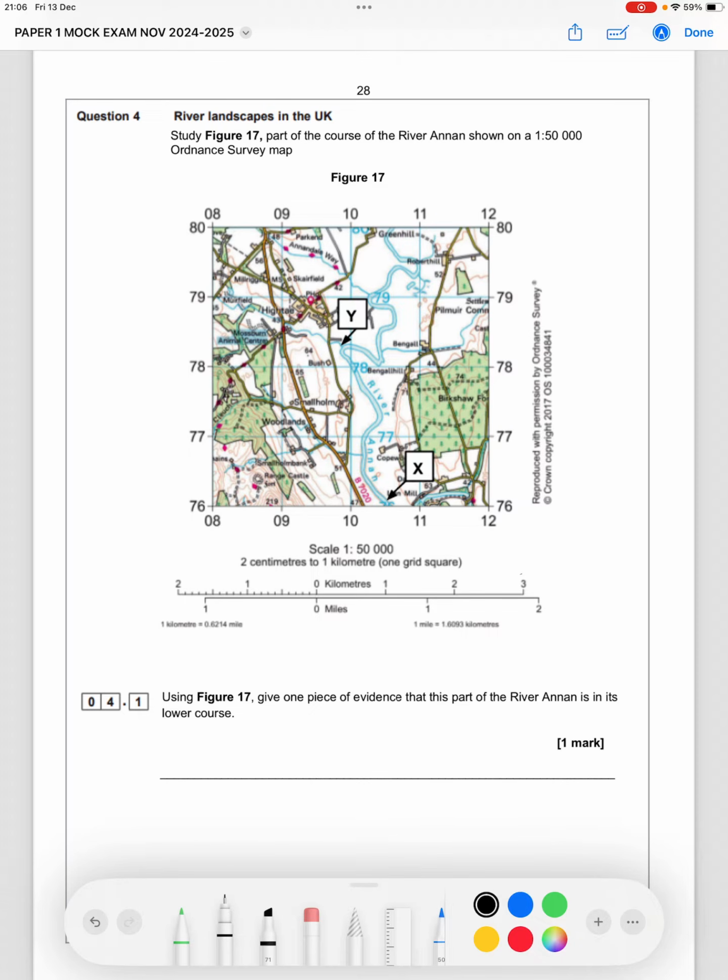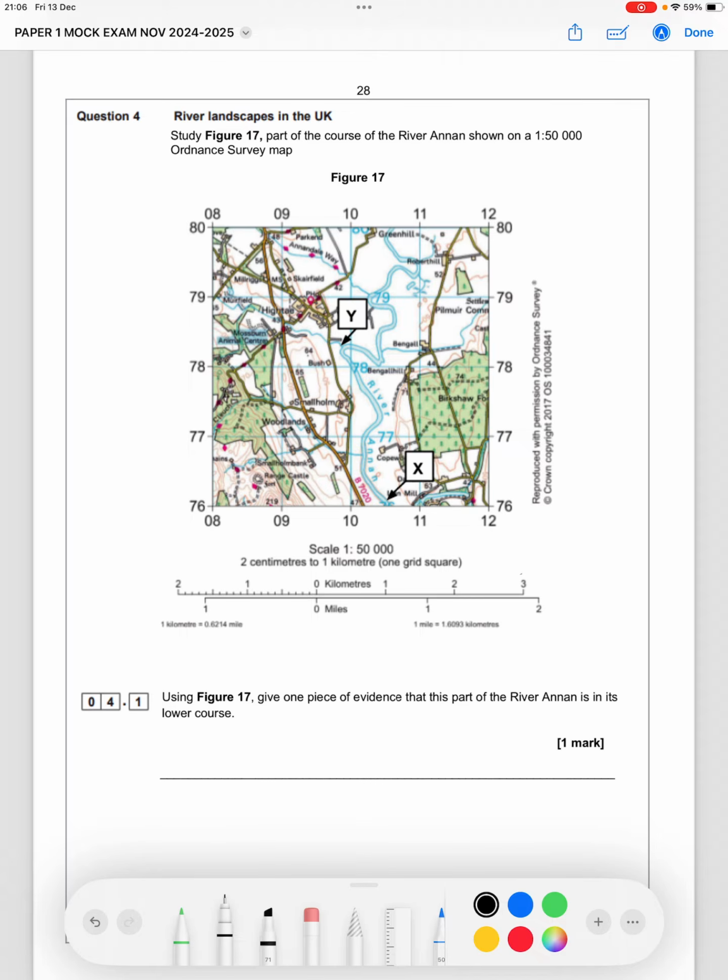I'm here to walk you through exam style questions so you can hear a geography teacher and an examiner walk you through how to answer them, what to look for, how to pick them apart, because these questions are not always the easiest. In fact, they're not designed to be easy, they're designed to make you think.